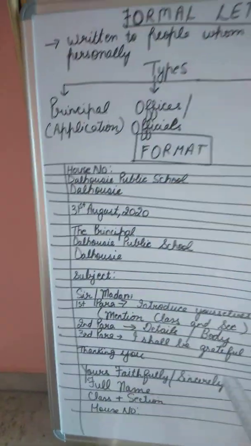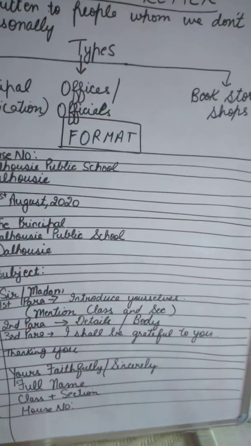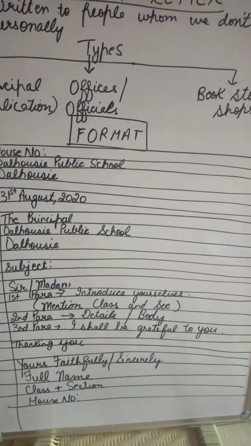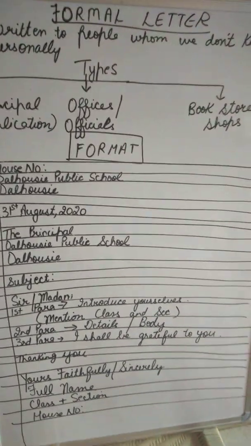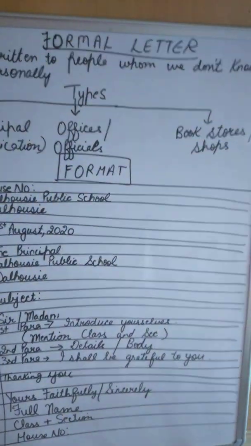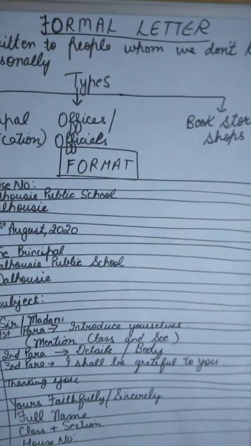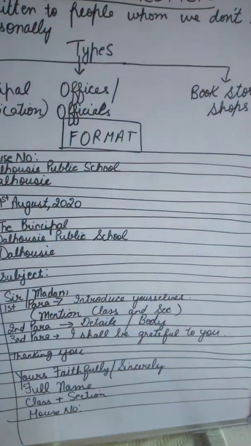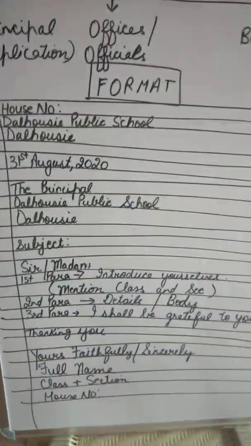But yes, in the body you have to mention all the details, like you have to mention the dates, and then you have to mention the reason, which is very important, why you won't be able to come to school. And then you will write that grant me leave for how many days. Let's say if it is from 1st to 5th, so it is 6 days. So you will write that grant me leave for 6 days, and then you write I shall be grateful to you. Then you write thanking you in the end.